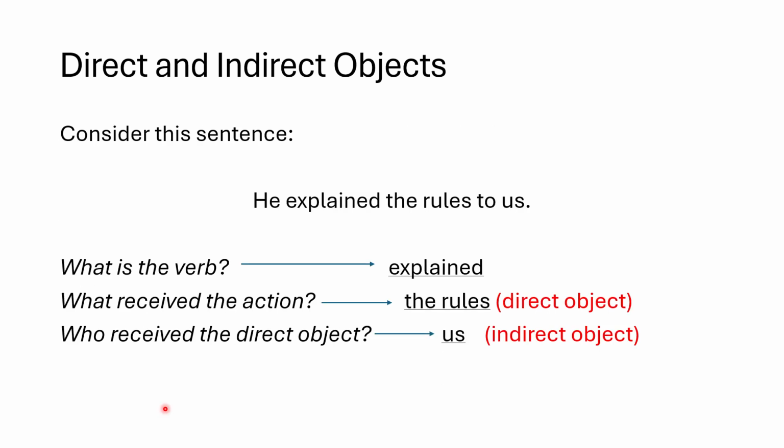Consider this sentence. He explained the rules to us. What is the verb? Explained. What received the action? The rules. This is the direct object. Who received the direct object? Us. This is the indirect object.